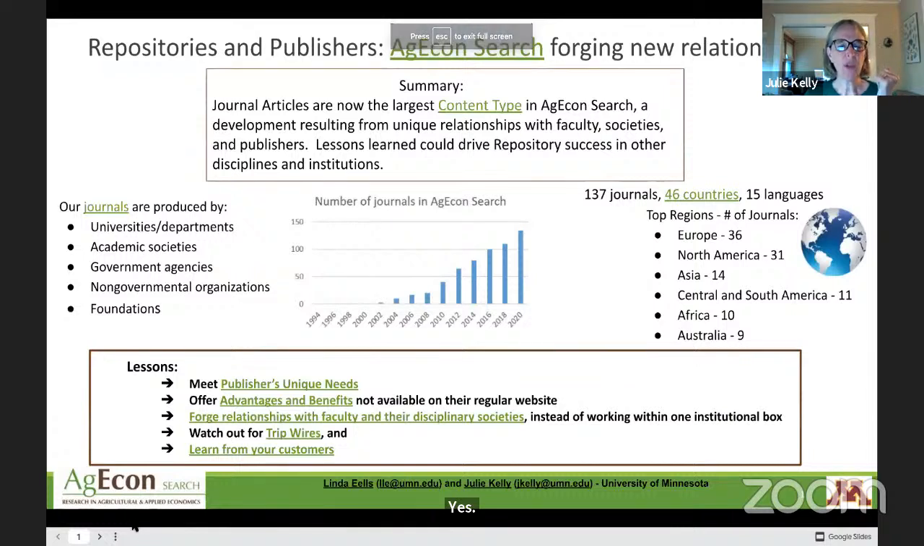I'm Julie Kelly, one of the two co-coordinators for AgEcon Search. The other person is Linda Eels, who I think is with us today too. AgEcon Search is a subject repository covering ag and applied economics. And unlike a lot of repositories, we have a number of journals, well over 100. Many narrow in focus, most published by small professional societies, but really a variety of other folks publish them as well. Next slide.